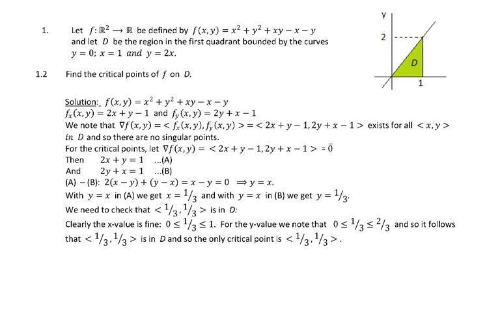So let's check that. Well, the x value clearly lies between 0 and 1, so there's no problem. And for the y value, we note that a third lies between 0 and 2/3. Remember, 2/3 is the y value when x is a third. So it follows that our point (1/3, 1/3) is indeed in D, and therefore that is the only critical point.